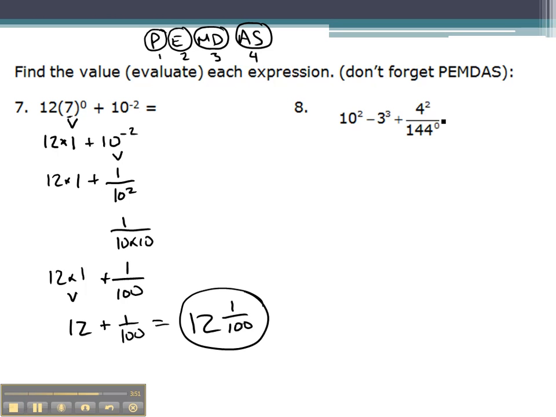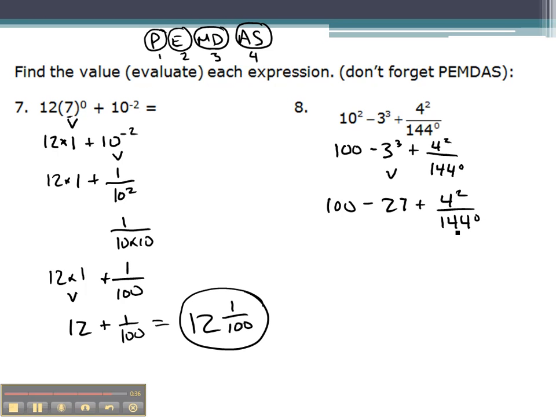Okay, this looks nasty. We don't have any parentheses, but we have a bunch of exponents, so let's take them from left to right. 10 squared is 10 times 10, that's 100, minus 3 cubed plus 4 squared over 144 to the 0 power. 3 cubed is 3 times 3 times 3, so that's 3 times 3 is 9 times 3 is 27. So 100 minus 27 plus 4 squared over 144 to the 0 power. 4 squared is 4 times 4, so that's 16.